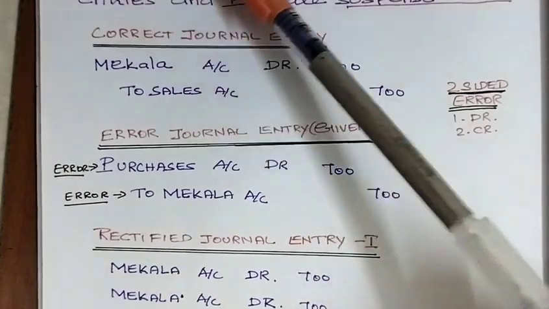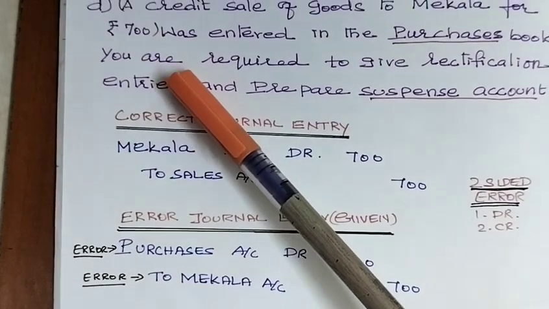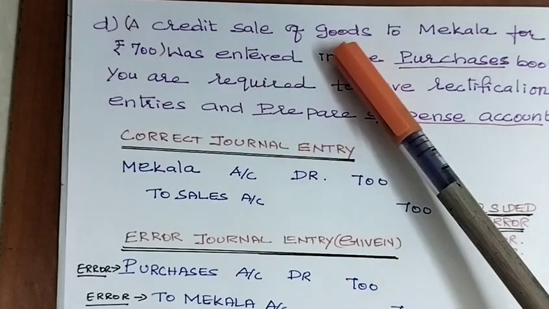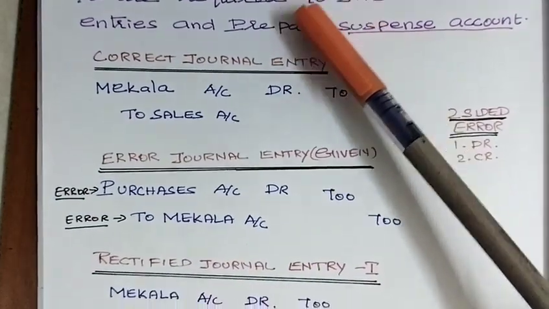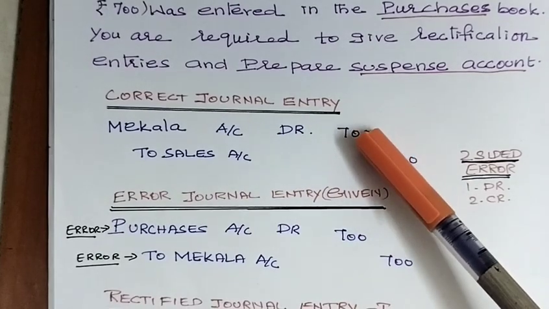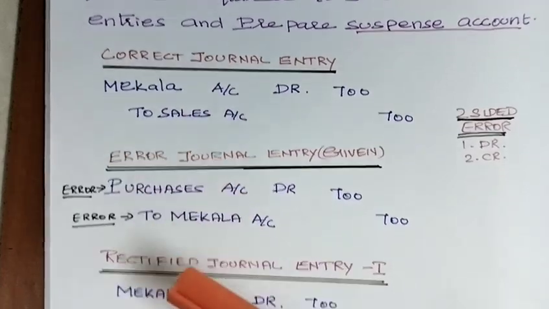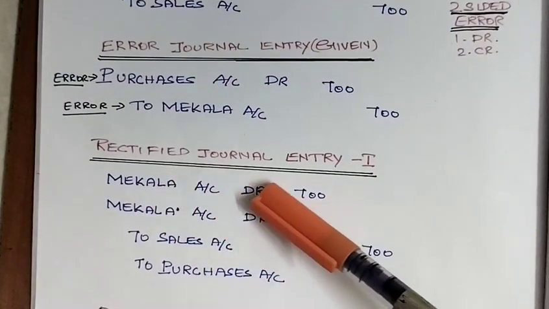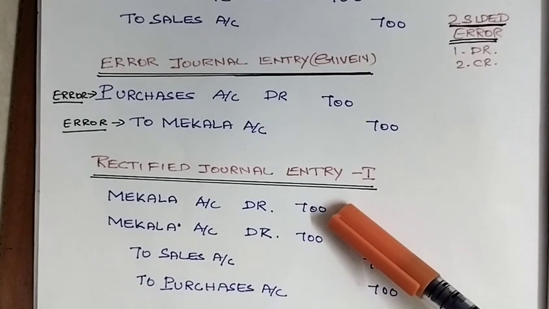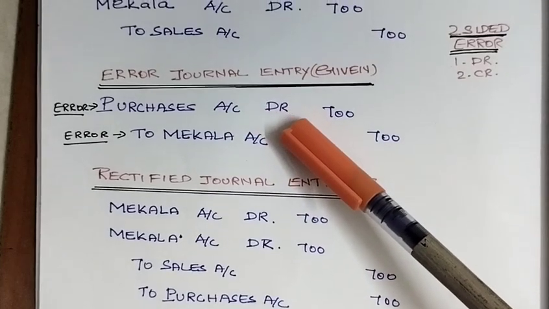Listen, you sold goods to Meghala for rupees 700, right? This is a credit sale. So first, what you have to do is make a debit entry for 700 rupees. How do we rectify it? You have to copy the debtor account here. So make the account debit, how much rupees? 700 rupees.